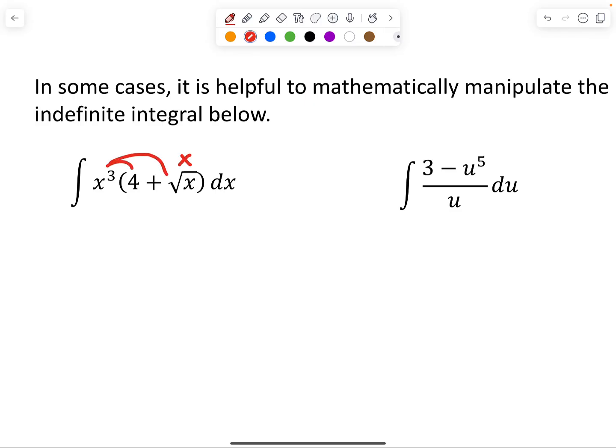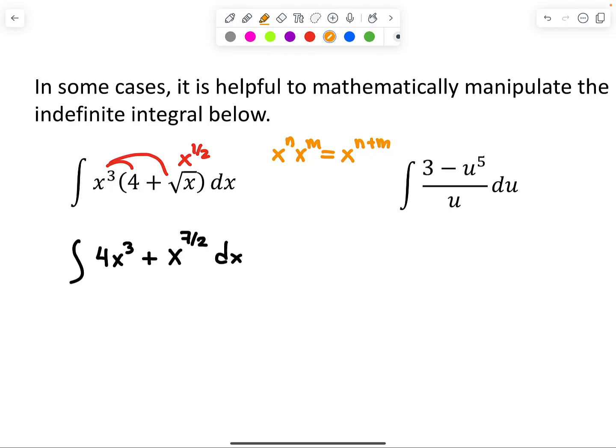Also keep in mind that square root of x is x to the 1/2. Also recall that when you do x to a power times x to a different power, that your new result is you add the powers. So I'm going to keep my integral sign because all I'm doing right now is rewriting the integrand. x cubed times 4 is 4x cubed. And then x cubed times x to the 1/2, we would add 3 and 1/2, avoid mixed numbers. 3 plus 1/2 is 6/2 plus 1/2, which is 7/2.